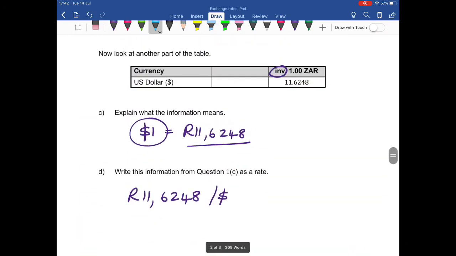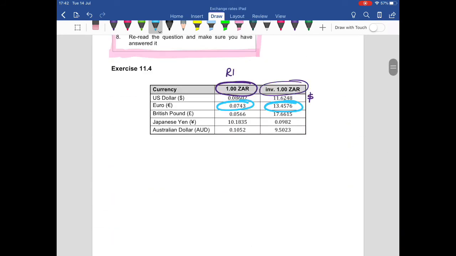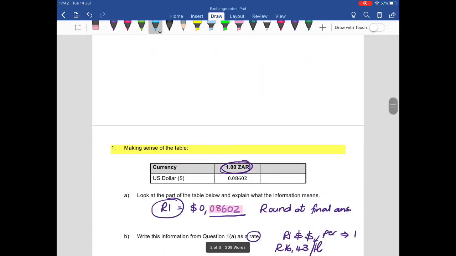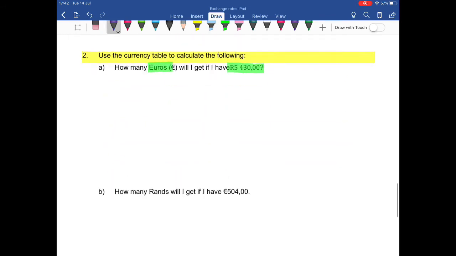Okay, so euros, that was dollars. So let's go to our euros. And I'm going to go 1 rand to 0,0743 euros. I have now written down my fact.